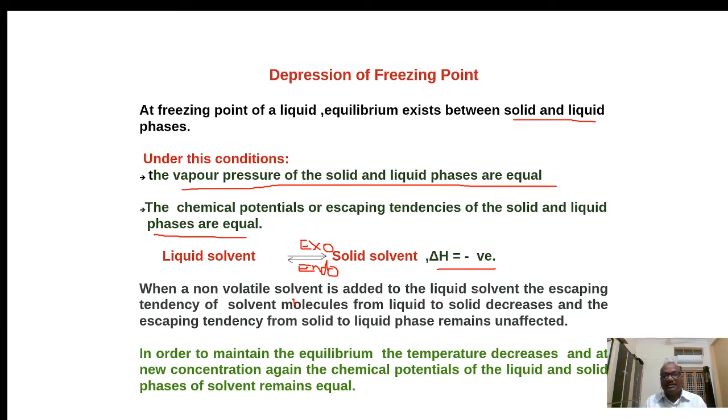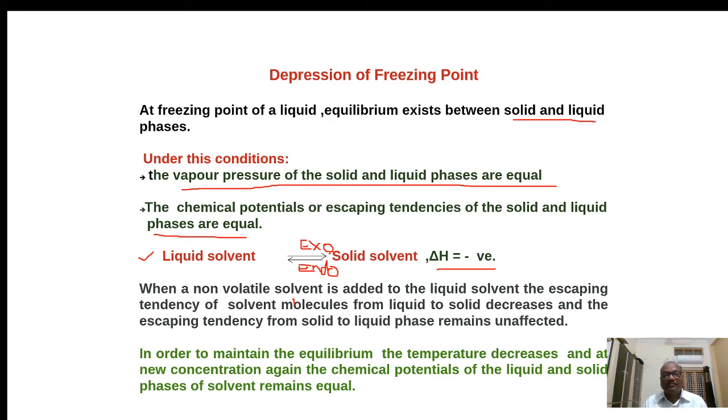So when a non-volatile solute is added to the liquid, what happens? The escaping tendency of solvent molecules from liquid to solid decreases. Means the rate of the forward reaction will decrease here. Why is it decreasing? Due to the addition of non-volatile solute to this liquid solvent. The rate of forward reaction decreases, means the conversion of liquid into solid will decrease. Whereas the addition of non-volatile solute to the solvent will not affect the backward process. It remains unaffected. So only the forward process is affected. How is it affected? The rate of the forward reaction is decreasing.